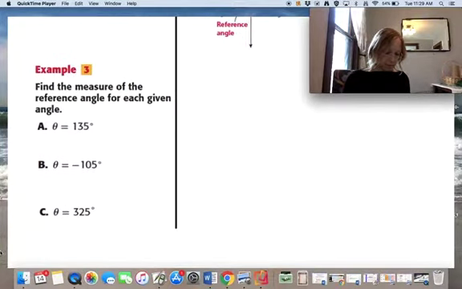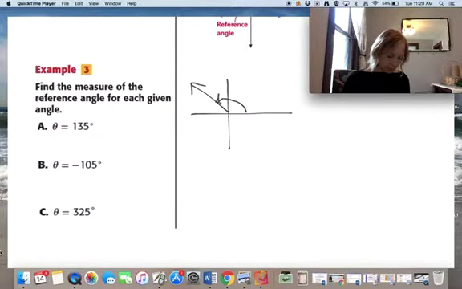So let's find the measure of these different reference angles. Again, we are going to draw the picture, and then we can figure out our reference angle from there. So the first one is 135 degrees. So 90 plus 45 more. So this would be my 135 degree angle.